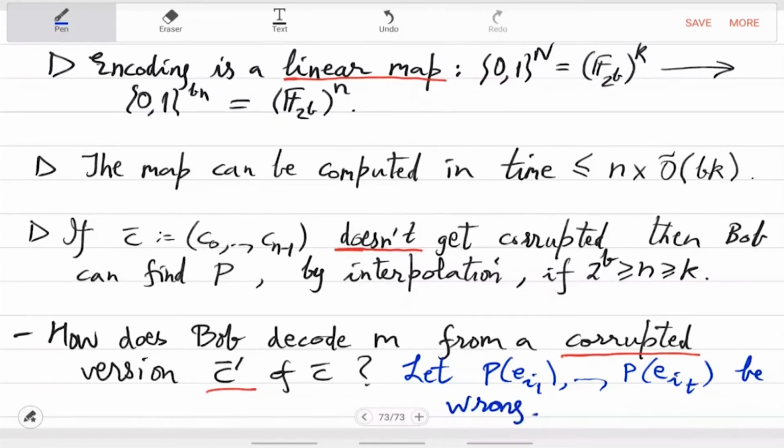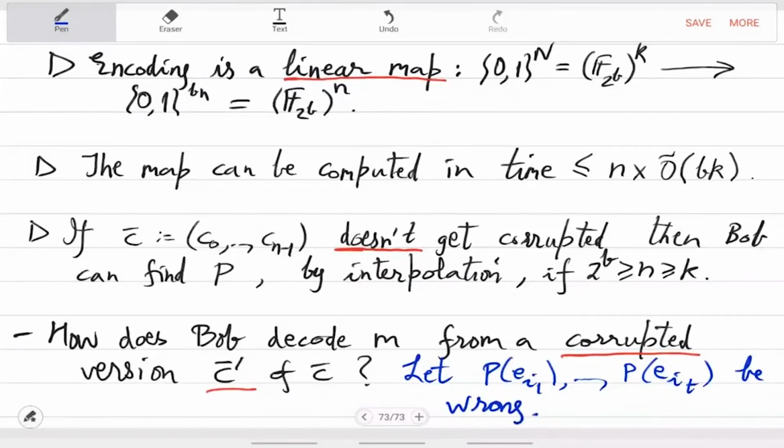Okay, so we assume exactly T errors in these unknown places I1 to IT, and the remaining n minus t we assume to be correct. So this is a thought experiment because Bob does not know I1 to IT. In fact, Bob does not even know T for sure. T is only an upper bound. Errors may be much fewer than that.